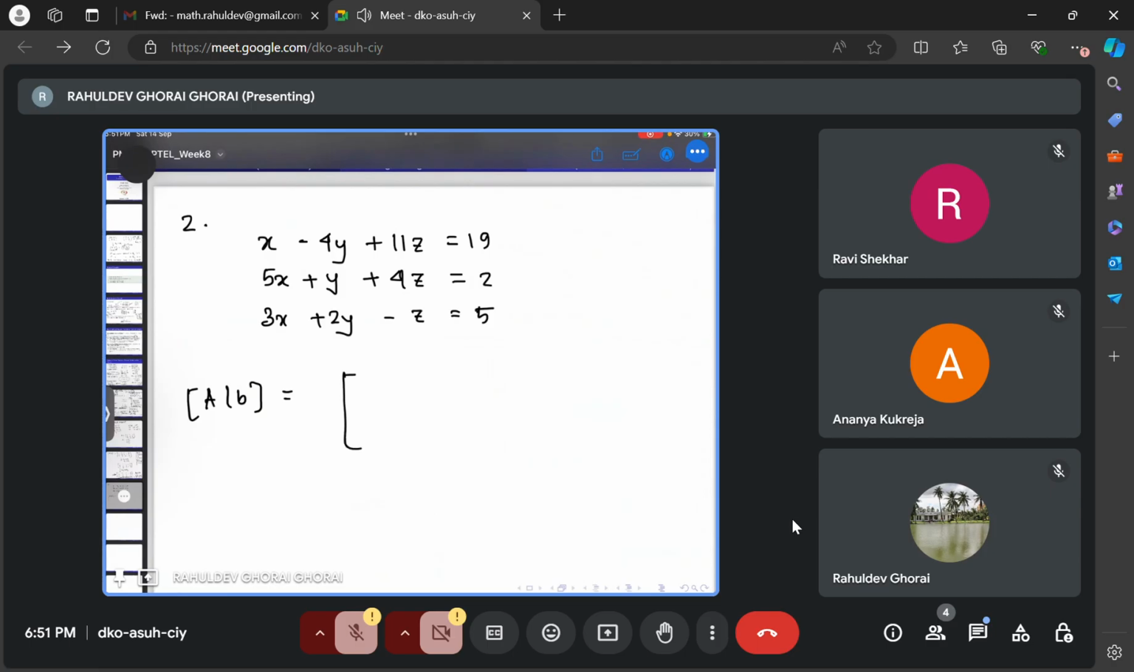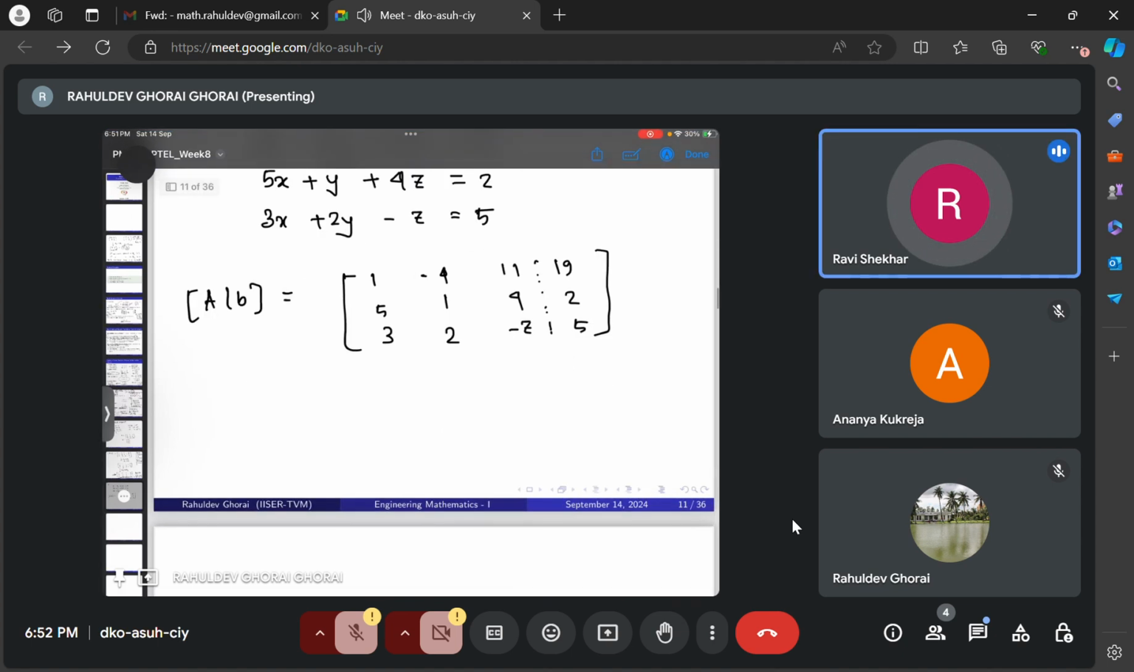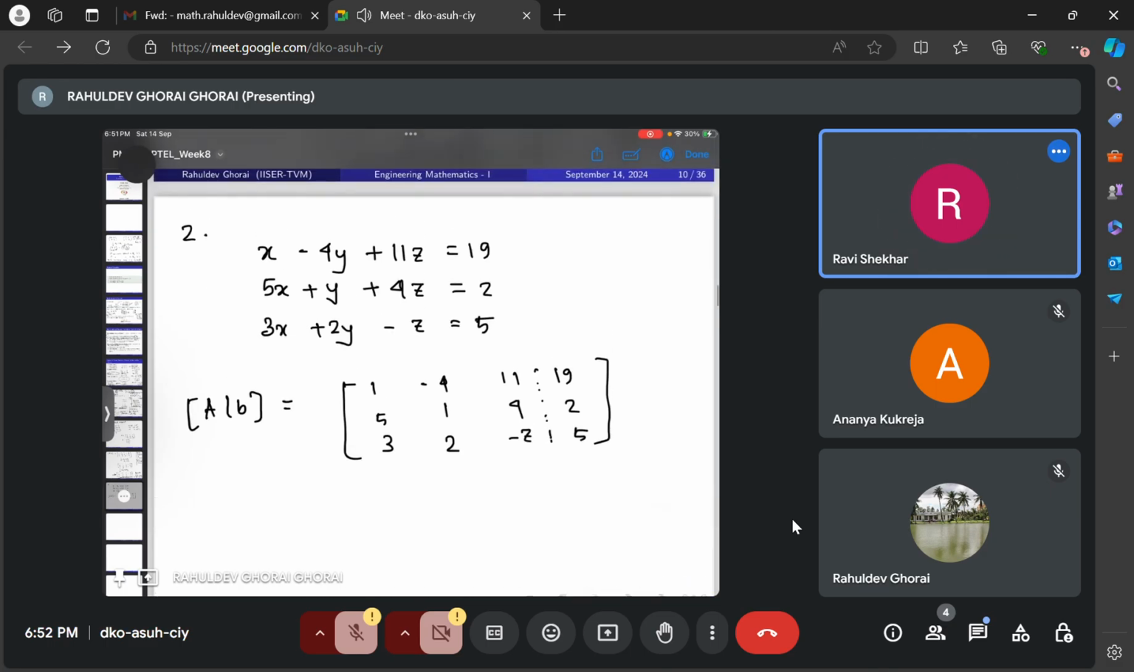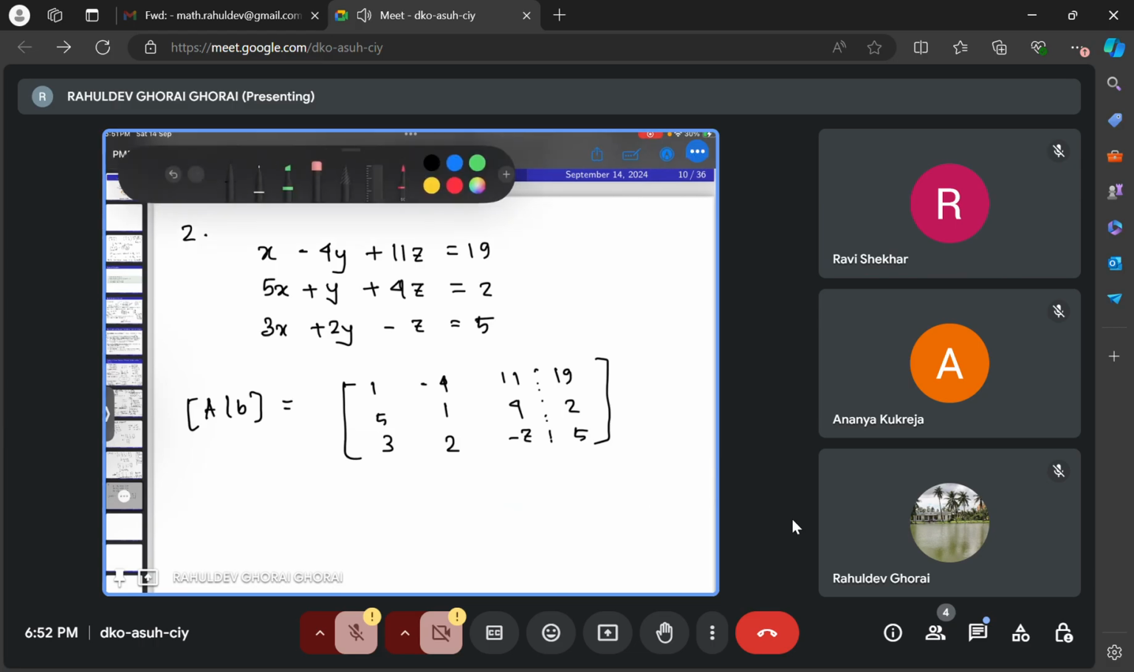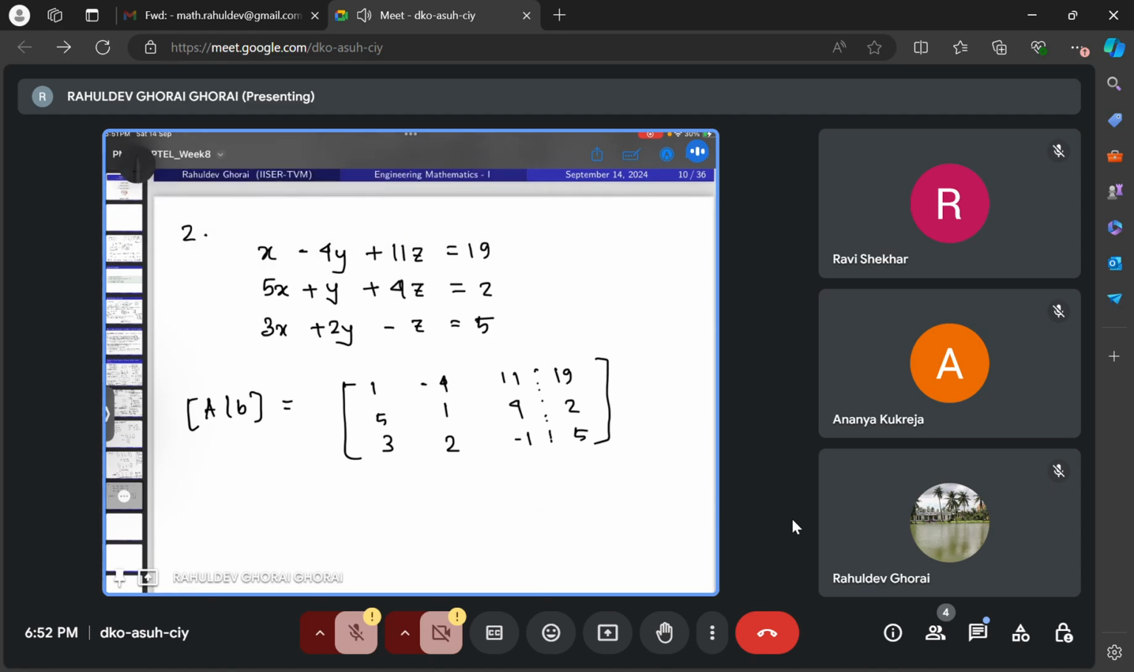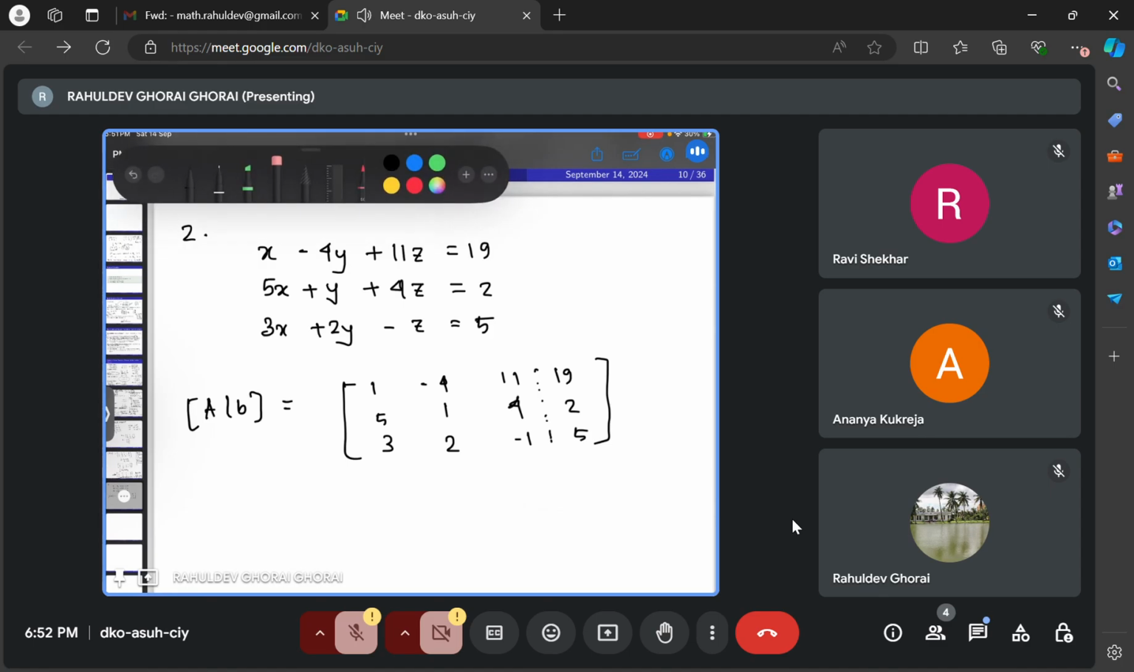So this will be 1, 5, 3, minus 4, 1, 2, 11, 4, minus z, 19, 2, 5. Sir, it should be minus 1. You have written minus z. Sorry, minus z, yes, I was looking at the equation and wrote minus. So minus z, this is 4.